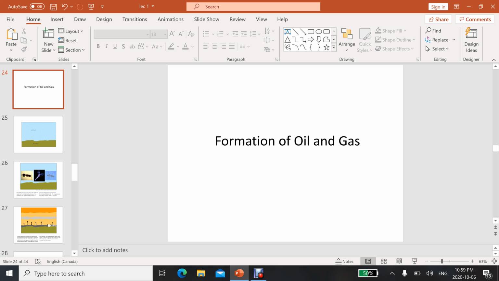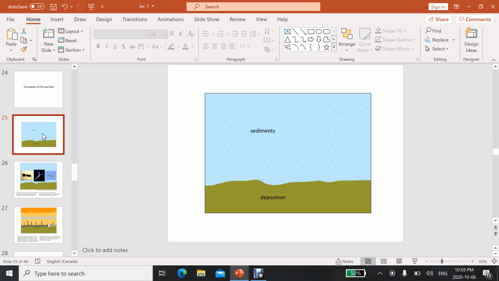In this lecture we will discuss the formation of oil and gas. There are some basic processes that should be understood to visualize the formation of oil and gas. Okay, let's observe this diagram where you can see sediments and their deposition at the bottom. During millions of years, these sediments were mostly deposited under marine or non-marine conditions as well.